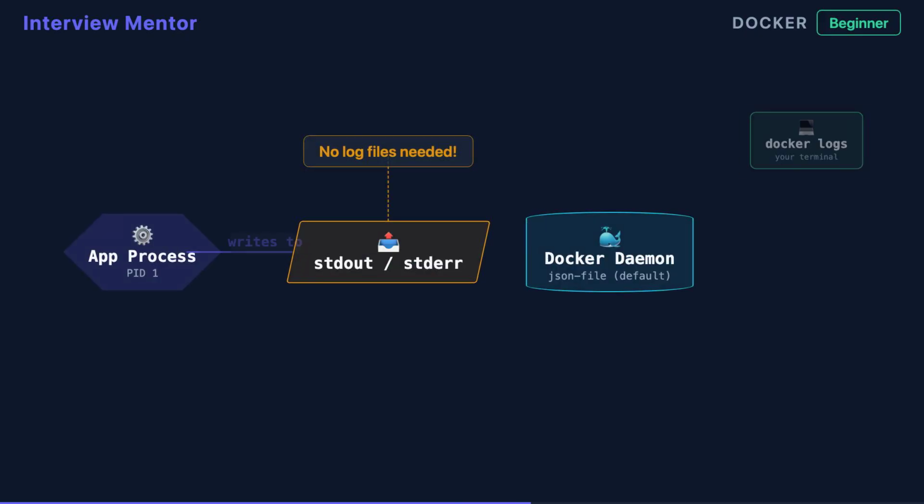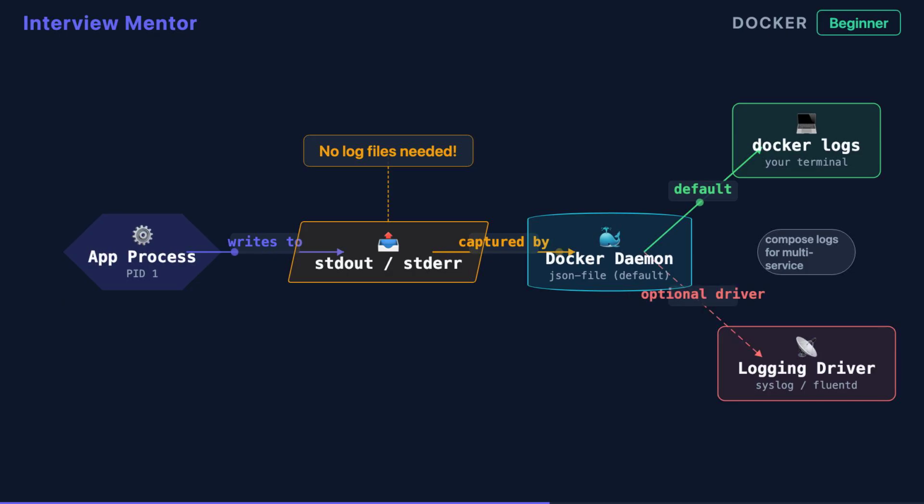Why does this work? Docker captures everything the container's main process writes to stdout and stderr. No log file configuration needed by default. With Docker Compose, logs works the same way across multiple services at once. In production, you can swap the logging driver, for example syslog or Fluentd, to forward logs to external systems.